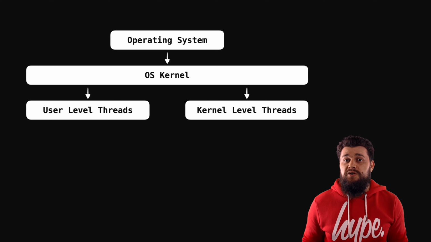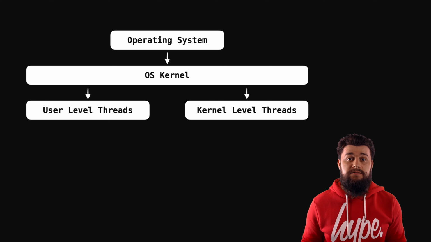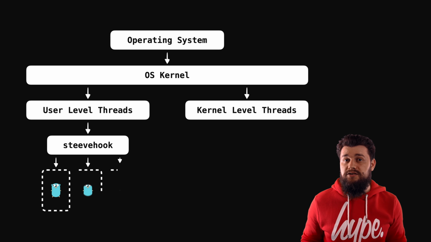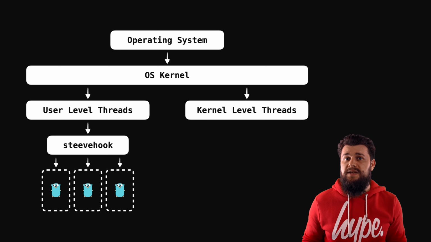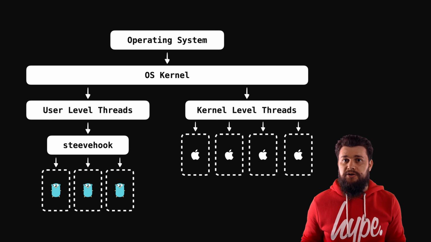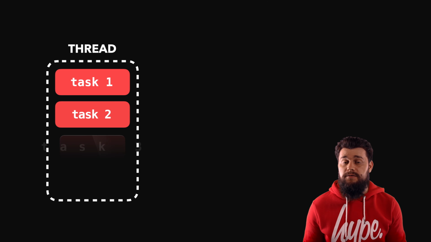Inside the kernel, you have 2 types of threads. You have user-level threads and you have kernel-specific threads. When it comes to user-level threads, a specific user, in my case steevehook, has a certain amount of threads allocated, and these threads can be allocated by applications, including our Go applications. And then you have kernel-specific threads, which are threads managed only by the kernel, and you basically don't have any kind of access to those threads. You can't influence them by any means. So as I said before, threads are pretty much a list of tasks, a thread of execution.